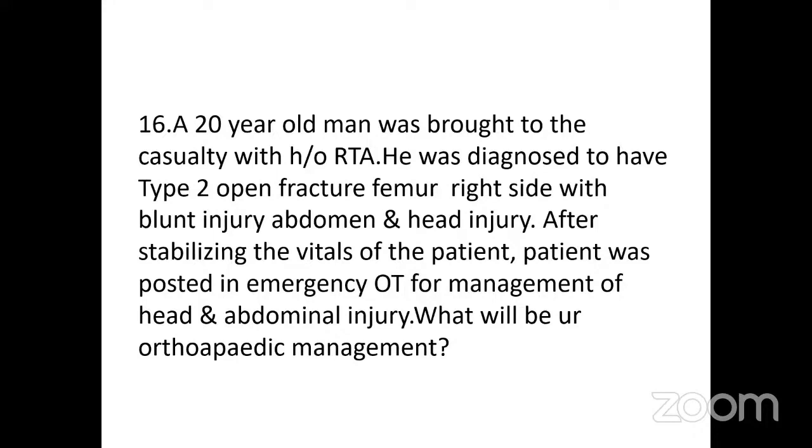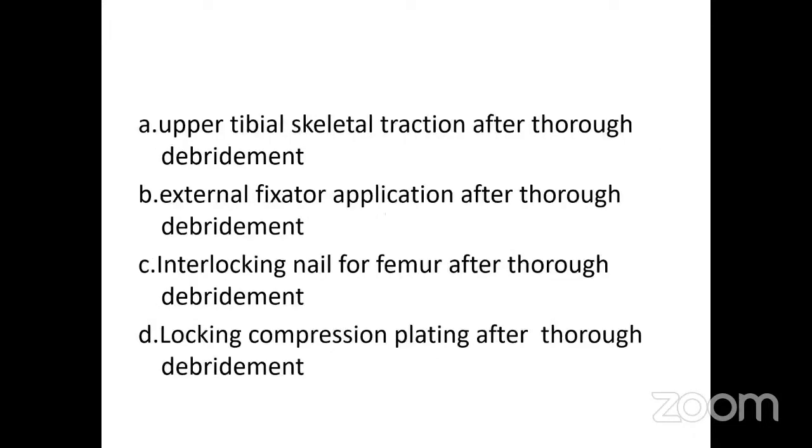So the next question: a 20-year-old man was brought to the casualty with a history of road traffic accident. He was diagnosed to have a type 2 open fracture of the right femur with a blunt injury abdomen and head injury. After stabilizing the vitals, the patient was posted in the emergency theater for the management of head and abdominal injury. What will be your orthopedic management?